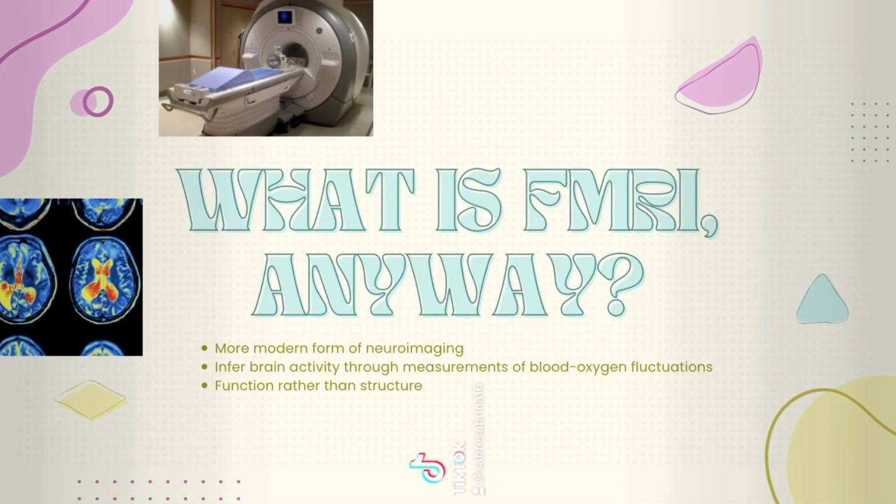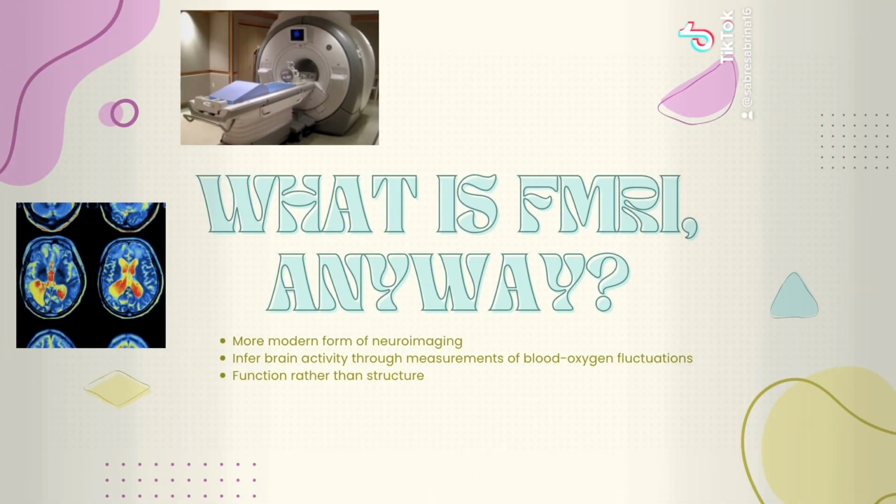fMRI is one of the most recently developed forms of neuroimaging. However, its idea to infer brain activity by measuring changes in blood flow and oxygen metabolism is not as new, with scientists exploring this technique as early as the late 19th century.